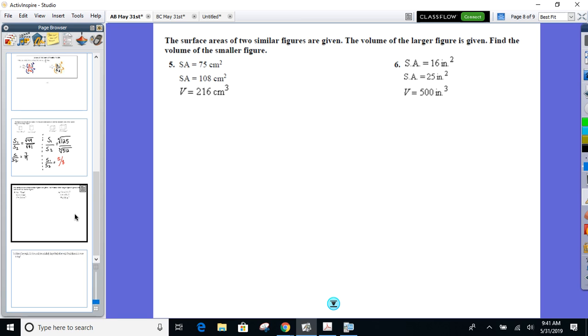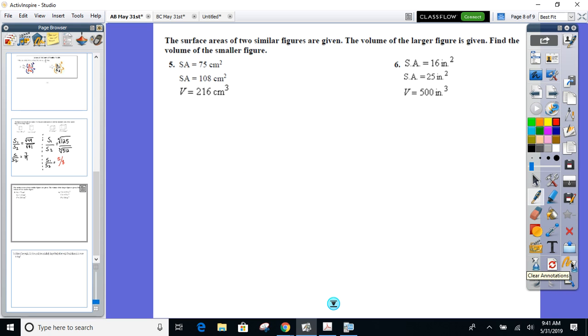Okay, everyone see what they're saying. I'm giving you the surface area of two figures, the volume of one of them. What's the volume of the other one? What are we looking for again? Volume, which means if you want to set up a proportion, you're going to need to know the volume ratio. What ratio do you know in this problem already?